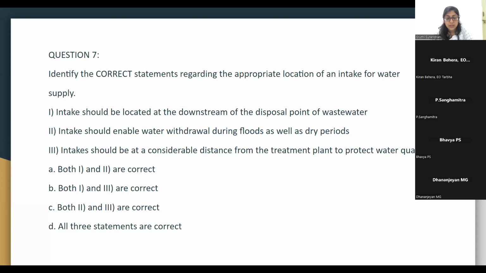Even if you have not gone through the lectures, maybe you can take a guess, because you can just think about what the conditions should be if an intake structure is being constructed. Yes, Kiran, Dhananjay, Bhavya, Kandatevan, Sangamitra all have answered. One of you has answered D, I believe. The other says C. The correct answer is C.